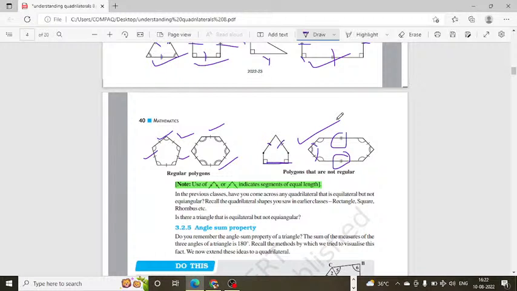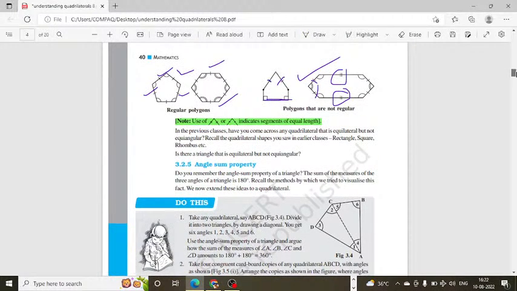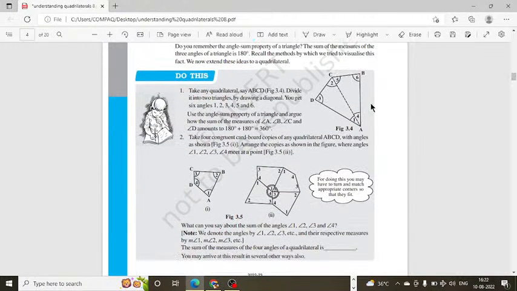So now we move to the next topic, which is angle sum property. As I think we have learnt, the sum of angles of a triangle. Here you are given a figure, a quadrilateral, which has two triangles inside. Take any quadrilateral, say ABCD, figure 3.4, and divide it by drawing a diagonal. We get 6 angles: the first one, the second, the third, the fourth, the fifth and the sixth. So we have got 6 angles.